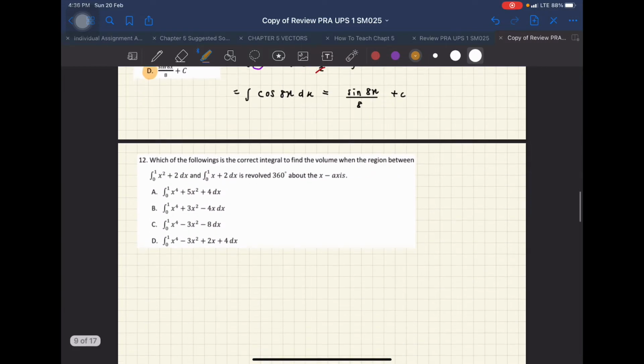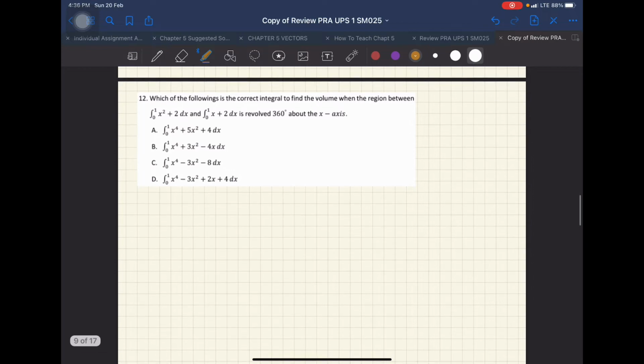Okay, settle. Alright, so last question in chapter 1. Okay, it is about volume. Okay, so read the question carefully. They want you to find the volume. Okay, so which of the following is the correct integral to find the volume when the region between these two functions and this one is revolved 360 degree about the x-axis.